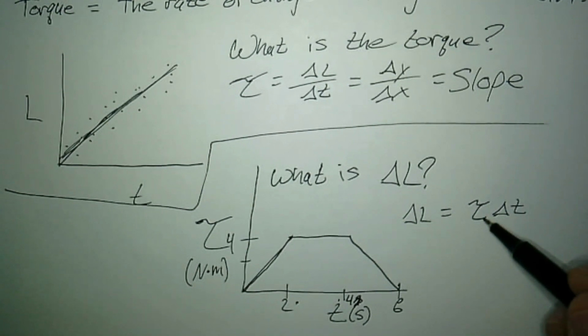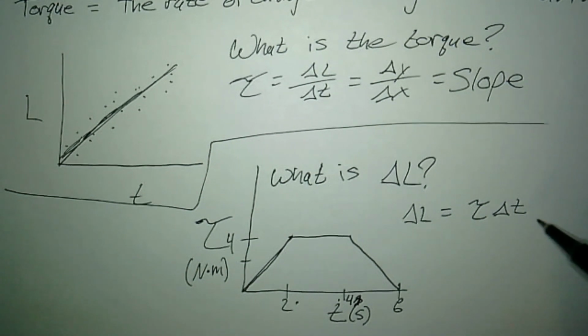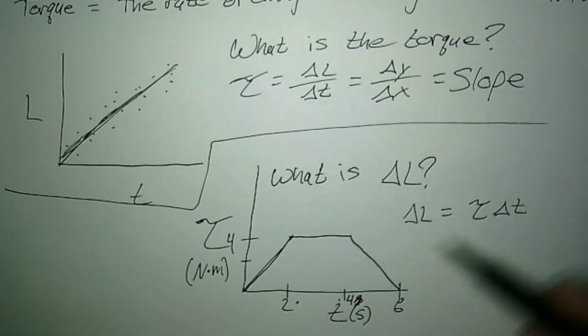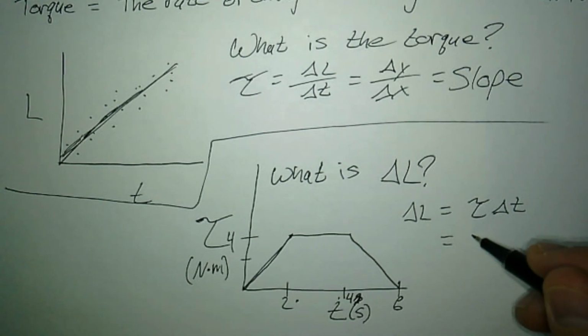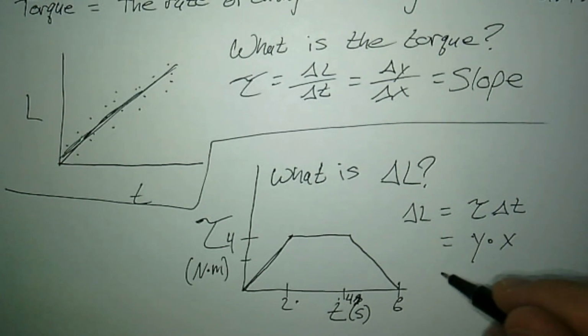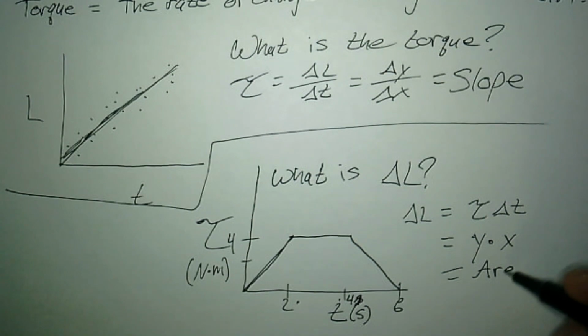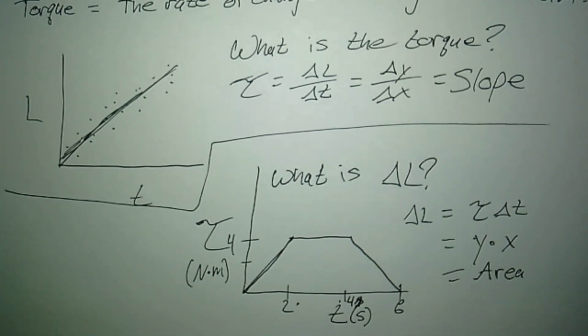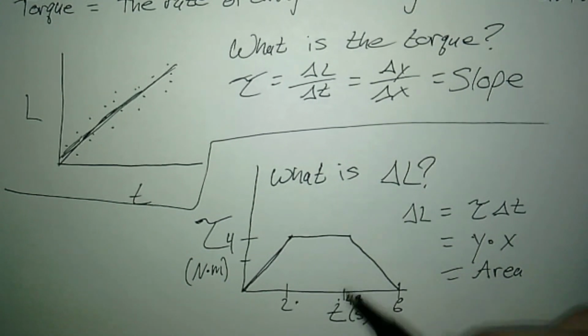So this is x by y, x times y, or y times x, I guess, times x. That is the same thing as finding the area. So I want to find the area of this trapezoid.